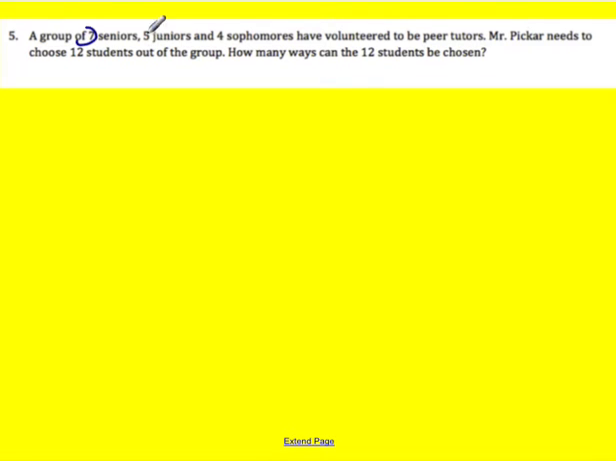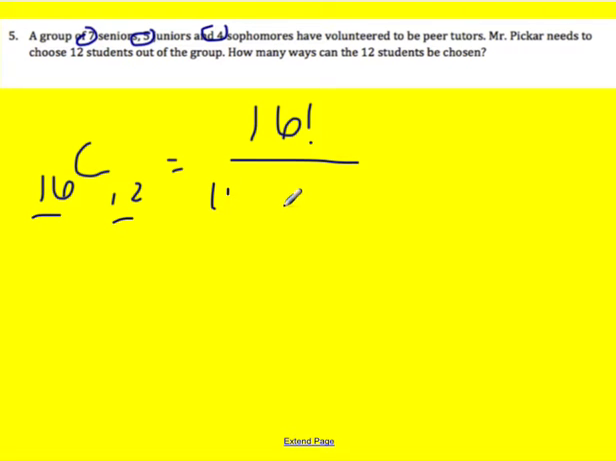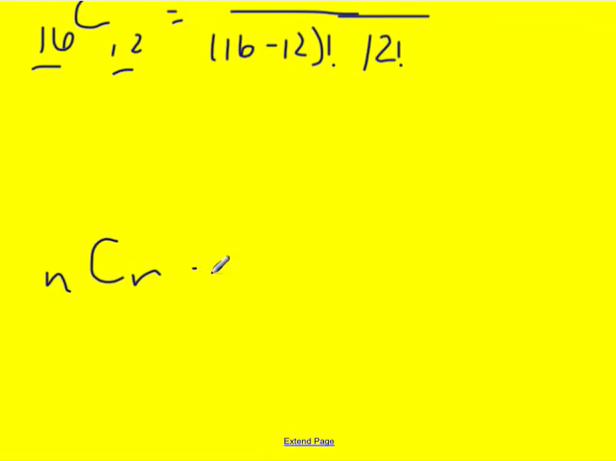So if you add 7 plus 5 plus 4, you end up getting that there are 16 total students, and we're choosing 12 of them. So then up top I have 16 factorial, and then on the bottom I need to write the difference of the two, so 16 minus 12 factorial, but then for combinations you need to have that extra factorial on the bottom. Let's do this as a formula.